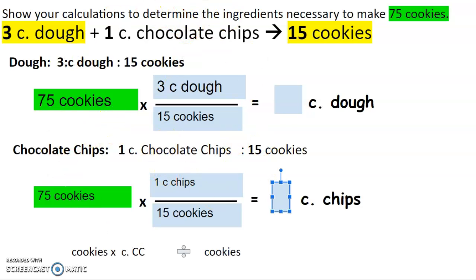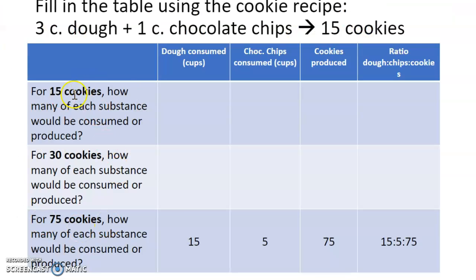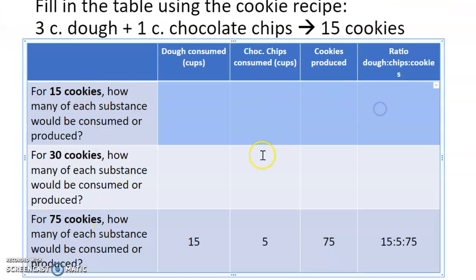Using your answers on slide 8 here and the ones previously from slide 7, go ahead and input the ratio for 15 cookies, 30 cookies, and then 75 cookies. And look to see if you see any patterns between the different recipes or different ratios of ingredients.